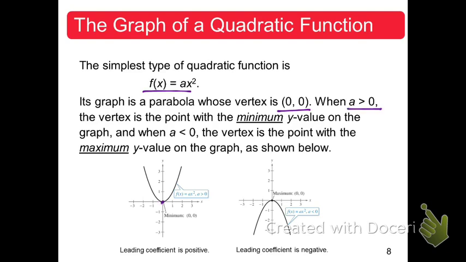When a is greater than 0, then this vertex is the minimum value, the minimum y value on the graph. When a is less than 0, that means our graph is going downward. Then we say that this vertex, this point 0, 0, is the maximum point. So we have the minimum point here and the maximum point. This is where our a sub n is greater than 0, and this is where our a sub n is less than 0.